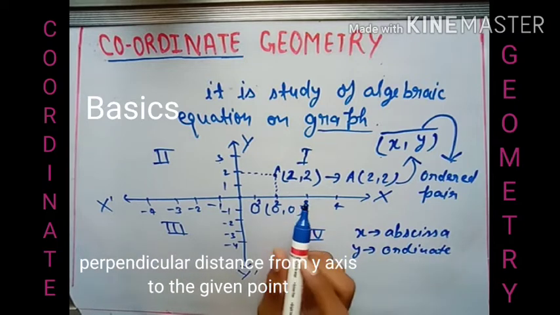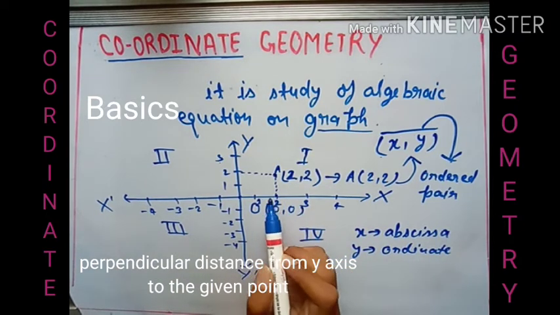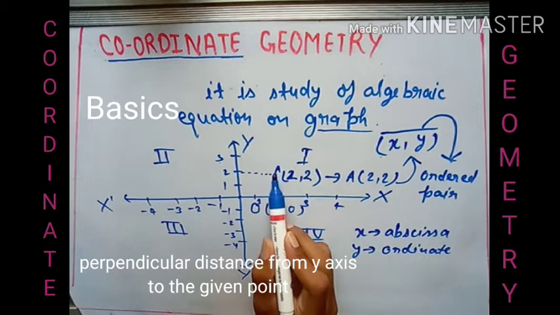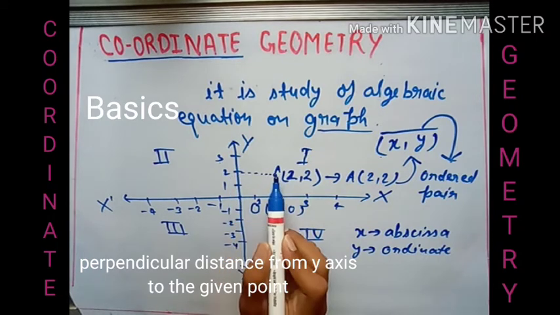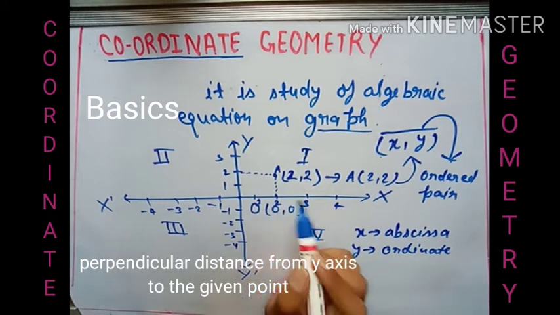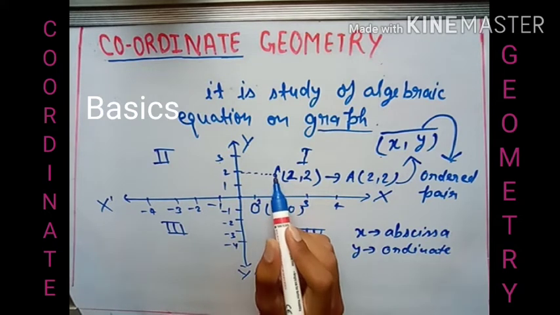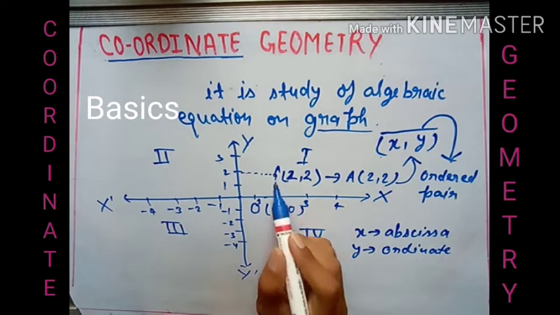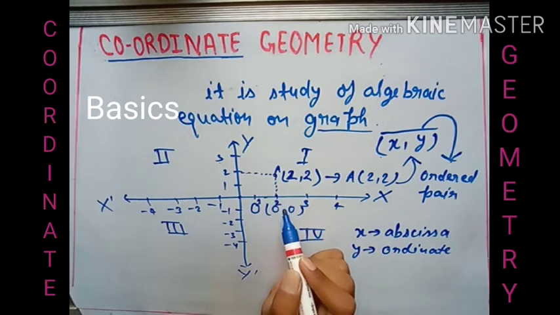Okay, so if you need to define abscissa, what is it? It is the perpendicular distance on the y-axis from the point. This is known as abscissa. And what is ordinate? The perpendicular distance from the point to the x-axis is known as what?